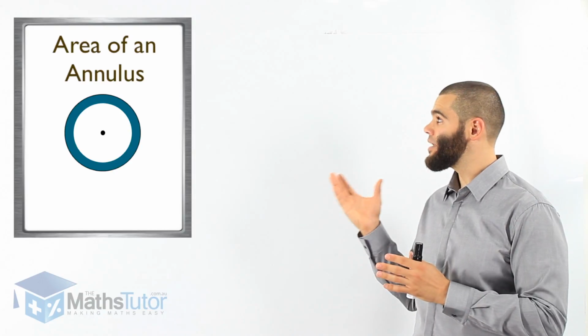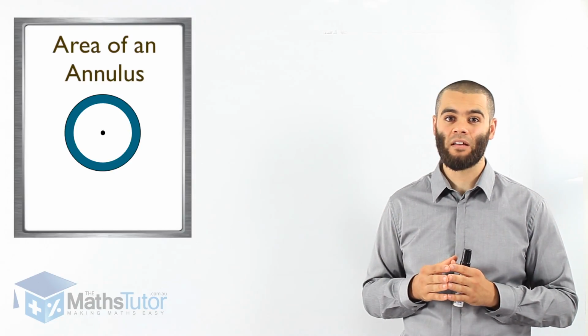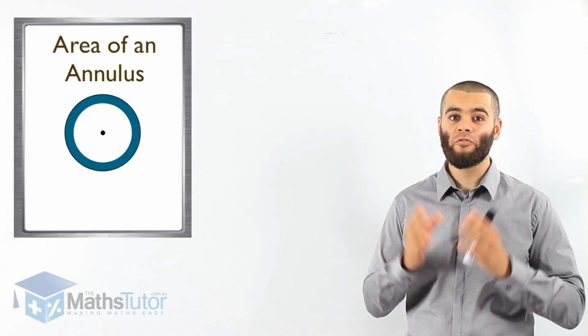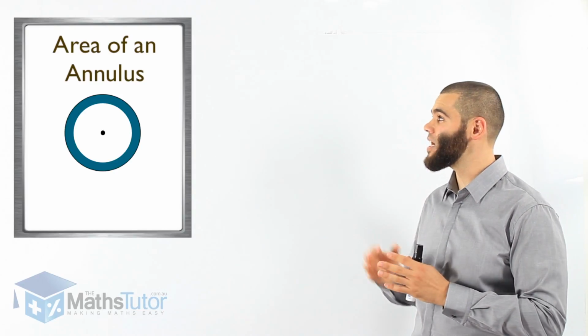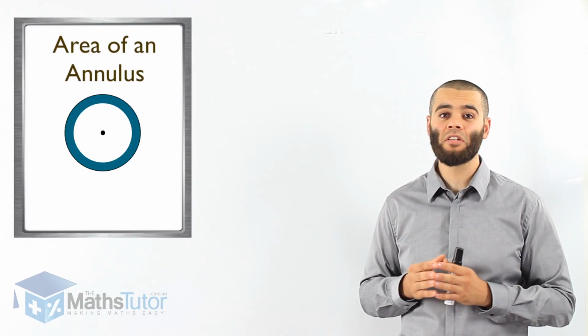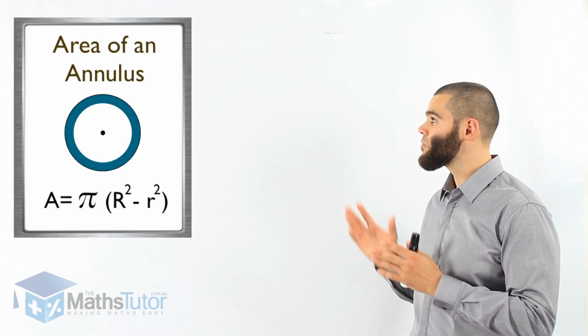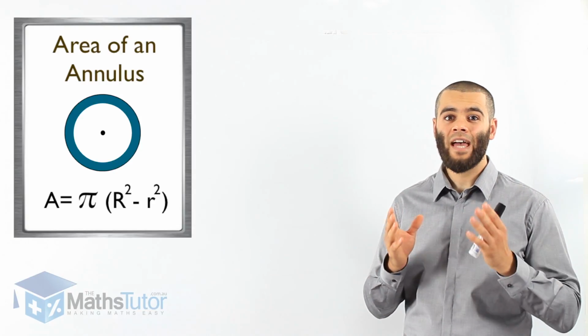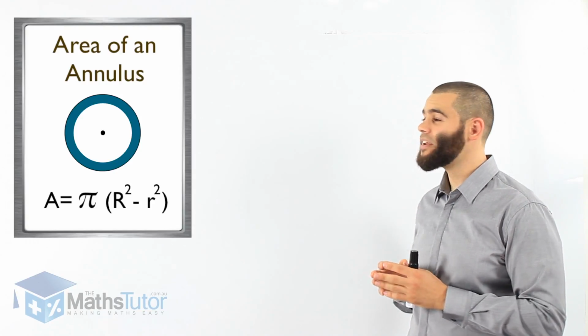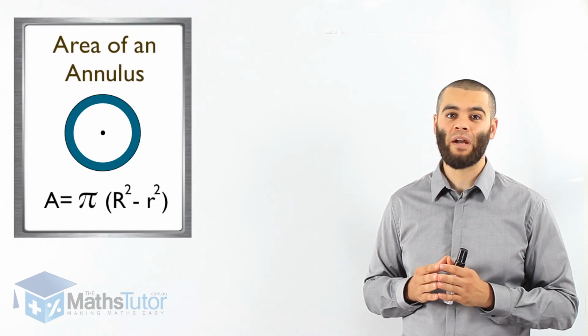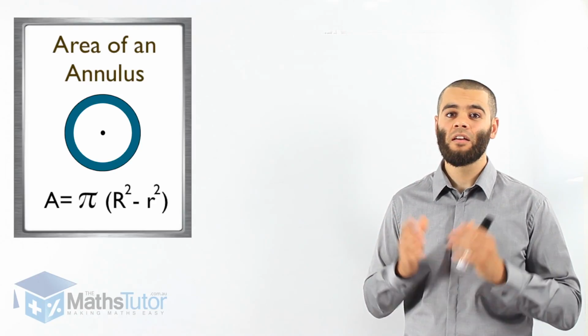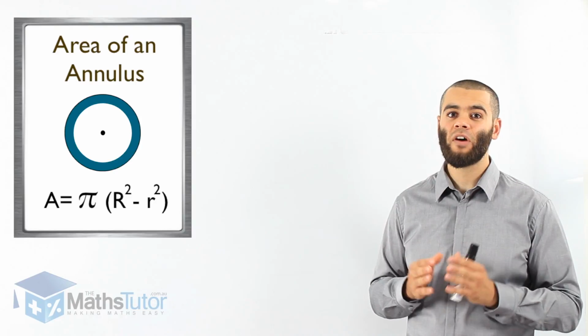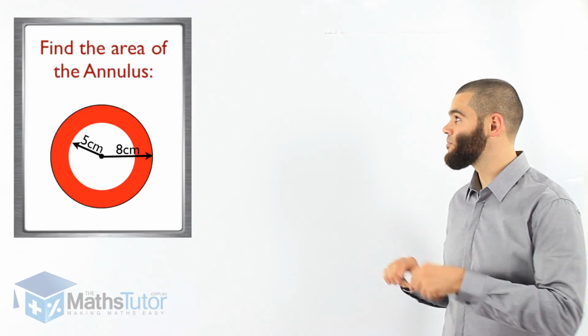A-N-N-U-L-U-S. An annulus has a special formula. The formula for it, to find its area, in this case the shaded region, is pi, open bracket, capital R squared, minus little r squared, close bracket. That's the formula. Let's see how we can apply it to find the area of the annulus.